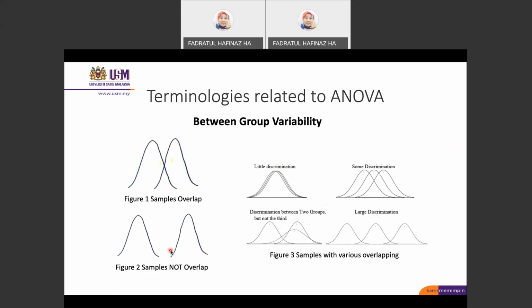Each sample is looked at, and the difference between its mean and grand mean is calculated to calculate the variability. If the distributions overlap or are close, the grand mean will be similar to the individual means, as shown here, with little discrimination. Whereas if the distributions are far apart, differences between means and grand mean would be larger. See this one, figure number 3.